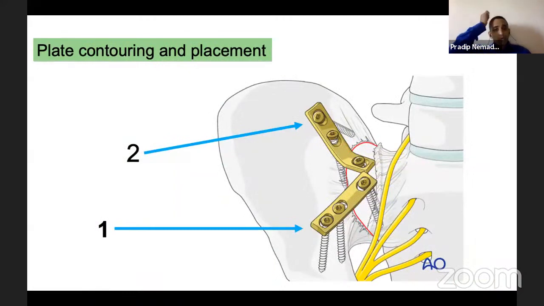Then what we need to do is contour the plate and place it in proper position. There are two plates, that is the standard description. For plate number one, the first screw goes into the anterior aspect of the sacrum, and then two screws go along the pelvic brim. The second plate is at 90 degrees to that plate, and it is bent like that so that the screws go into the thickest part of the ILM. This screw goes down because it goes parallel to the SI joint, and the other screws go posteriorly.